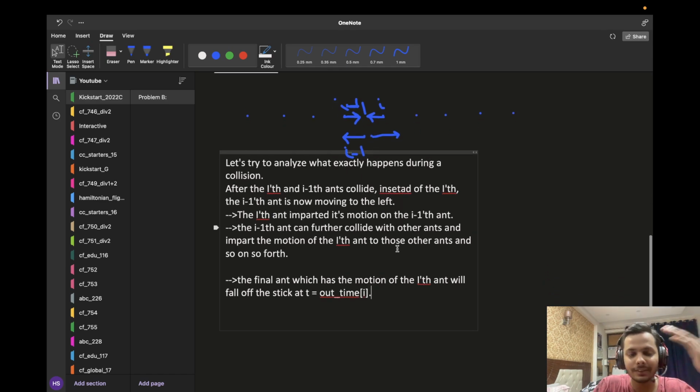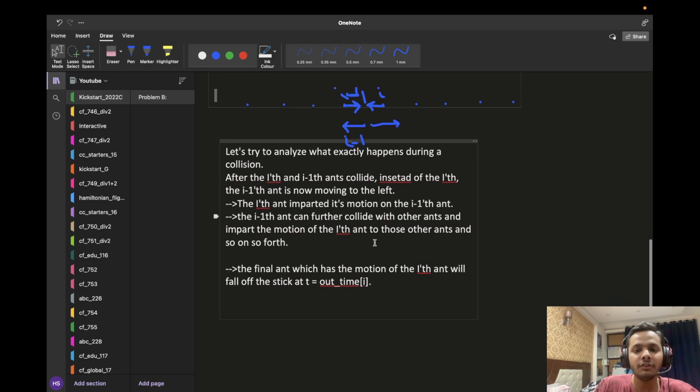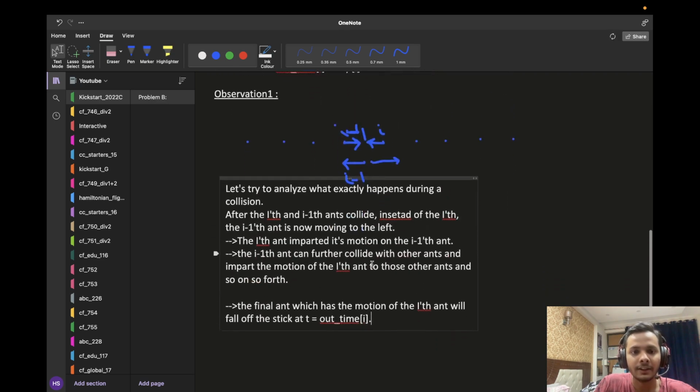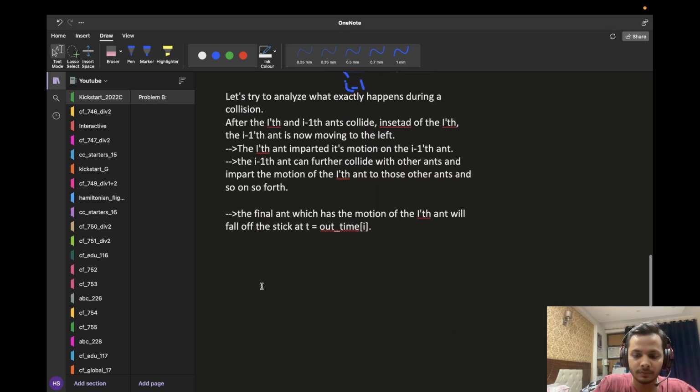So I hope this is something that you guys can understand, why exactly this final ball which will have the motion of the ith ball will fall out at this time. The reason is that the motion of the ith ball remains conserved. It is just getting transferred from one ball to the other. We can see here the motion of the ith ball is getting transferred to the I minus 1th ball, and now this I minus 1th ball can transfer this motion to other balls, but the ball which will fall down will eventually fall down at t is equals to out time of I. We don't know which ball will fall down, but some ball will fall down at t is equals to out time of I. Okay, so this is the first observation that we have to make. Okay, now let's talk about the second important observation.